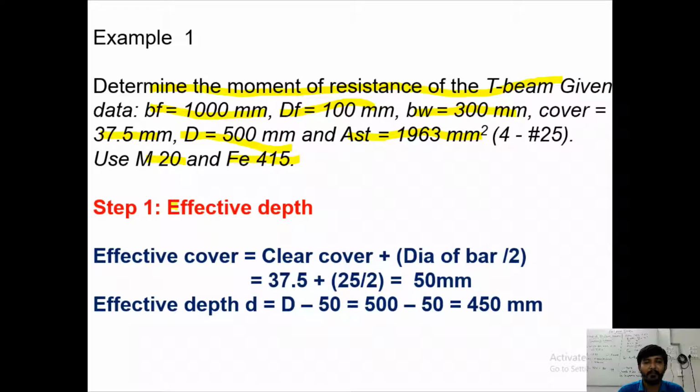So first step, we need to find out effective depth. So effective cover is equal to clear cover plus half of the diameter of the bar. So clear cover given in the data is 37.5 plus diameter is given as 25, so 25 divided by 2. So we get our answer somewhere around 49.5. So we take it as 50 mm. So effective depth small d is equal to overall depth minus effective cover, which is 50. So we get our small d, that is effective depth, as 450 mm.